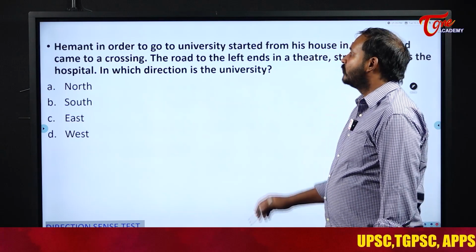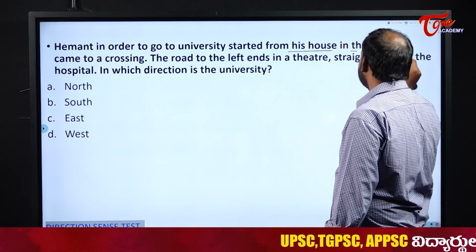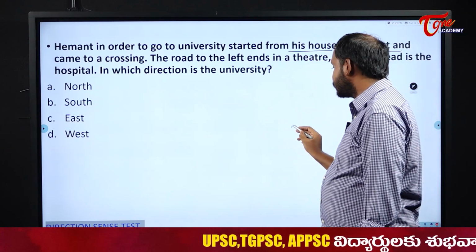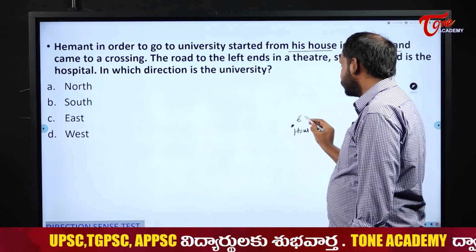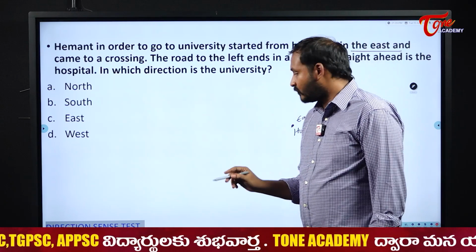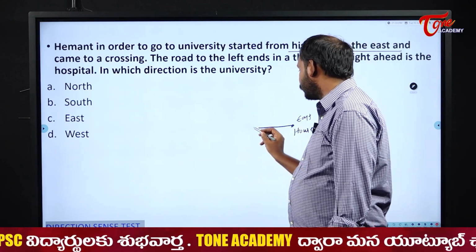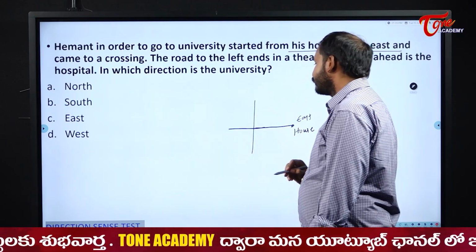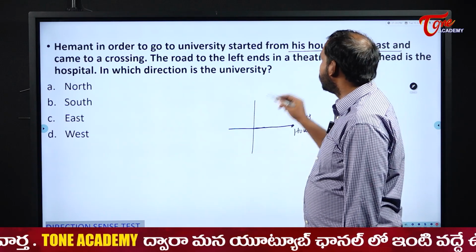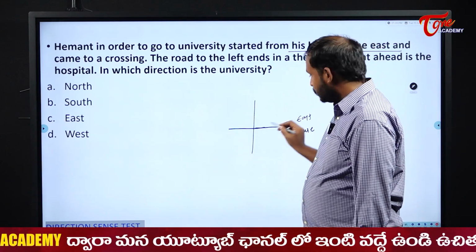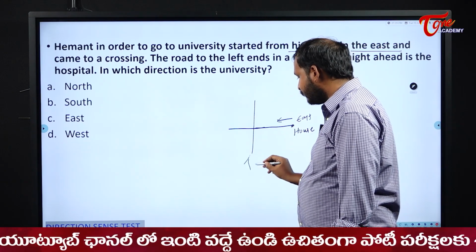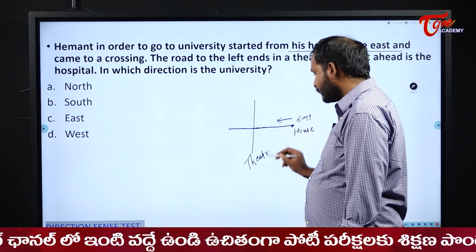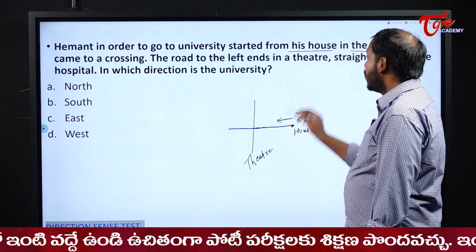Hemant, in order to go to university, started from his house in the east. Now his house is in the east, and from east he came to a crossing. The road to the left ends in the theatre. From here he is coming, right? Left means this one. It will end at what? A theatre. It is ending at a theatre.